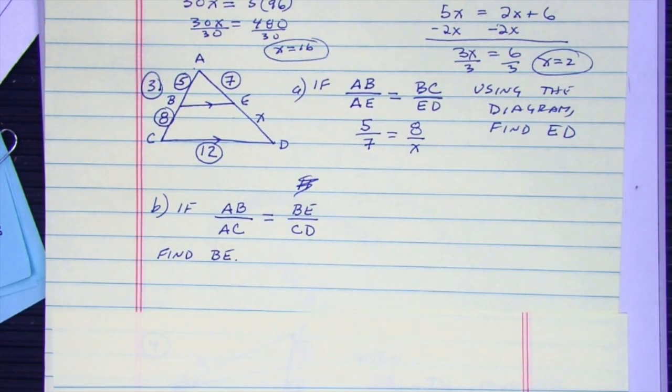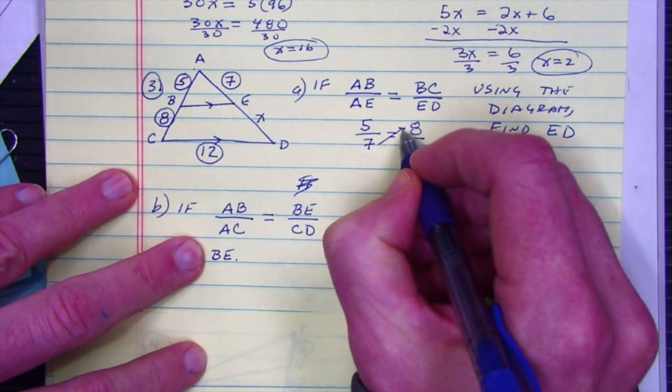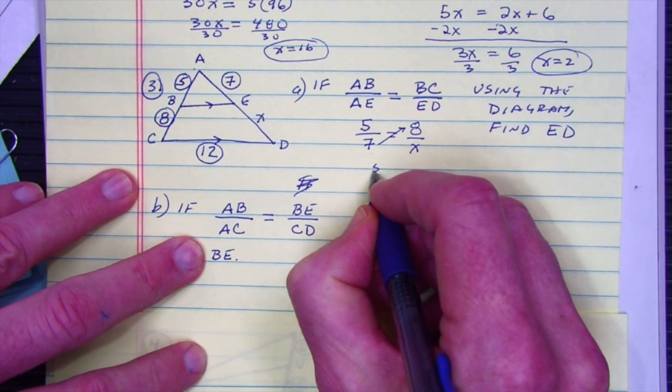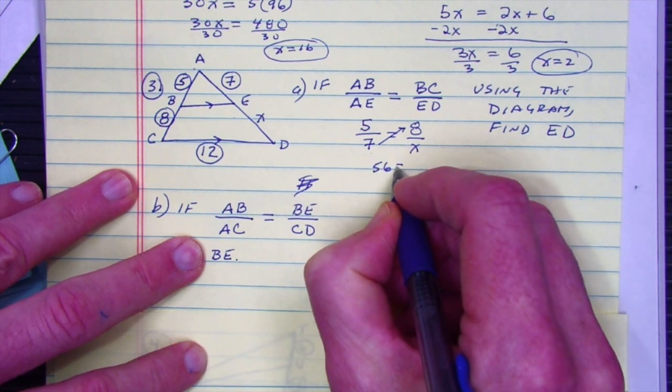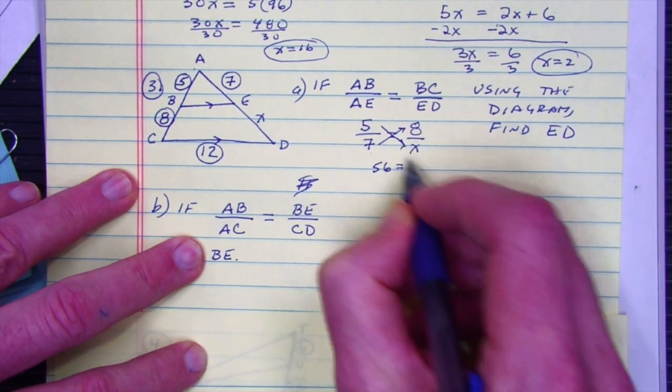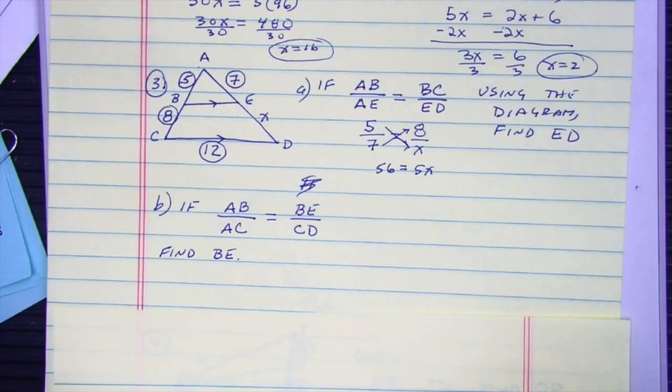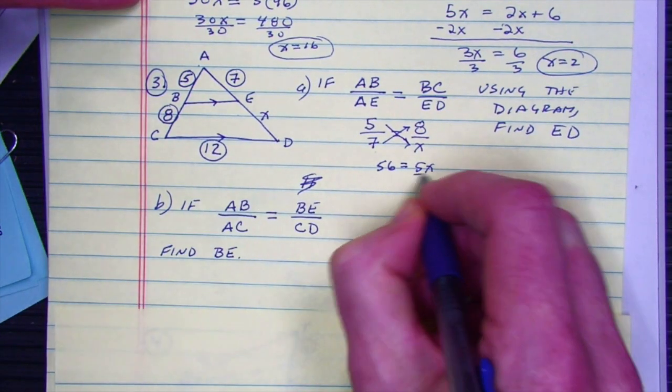Doesn't matter, you could just leave it as ED, either way. But now we're good at cross multiplying, so I get 7 times 8, we know that that's 56, is equal to, and if I do the other one, 5 times x is 5x. Okay, so I don't have any addition or subtraction to do at this point, so what I am going to do to both sides now is just divide by 5.